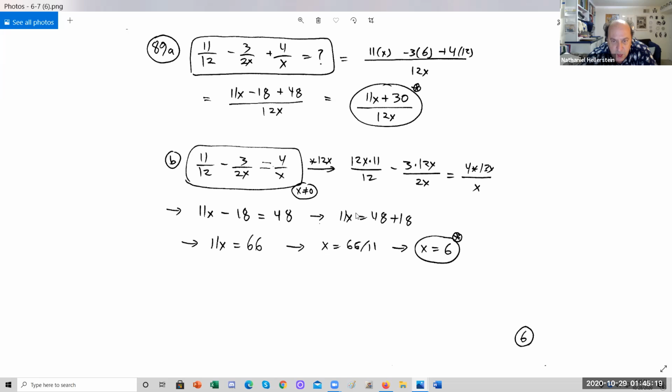Add 18 to both sides. 11x equals 48 plus 18. Combine terms. 11x equals 66. Divide throughout by 11. x equals 66 over 11. x equals 6. And since that wasn't ruled out at the beginning, this is our solution.